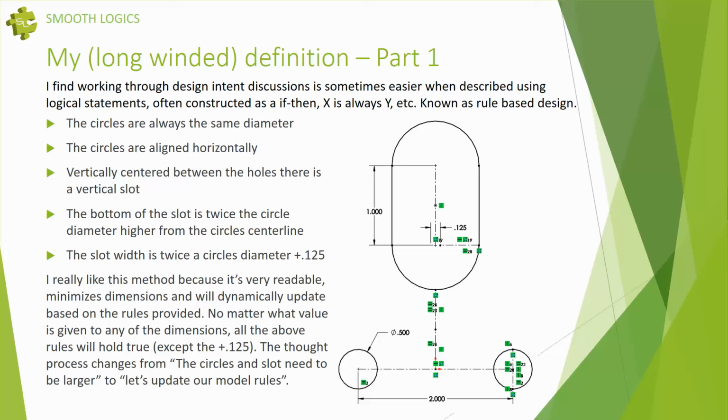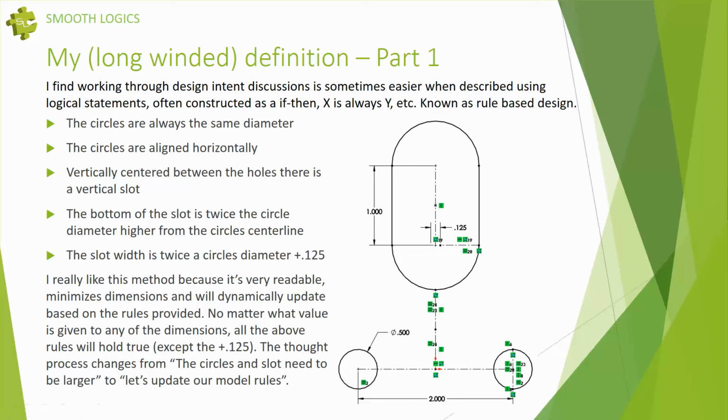Vertically centered between the holes, there is a vertical slot. So I have the center point of my center line, or origin in this instance, with vertical center lines going up to the bottom of my slot. The bottom of the slot is twice the circle diameter higher from the circle center line. So here, and I'll pull up the SOLIDWORKS model, I have a center line through the diameter of my circle, which is equal to 2 of these.